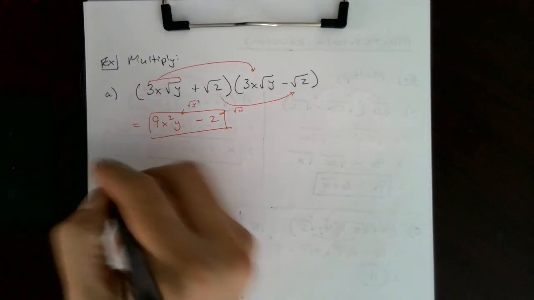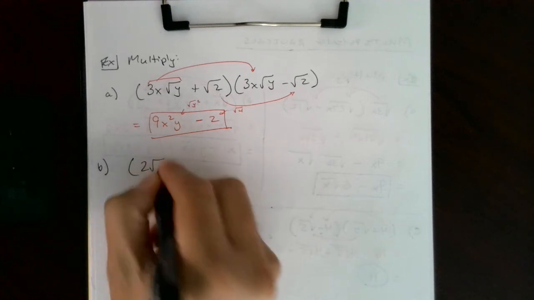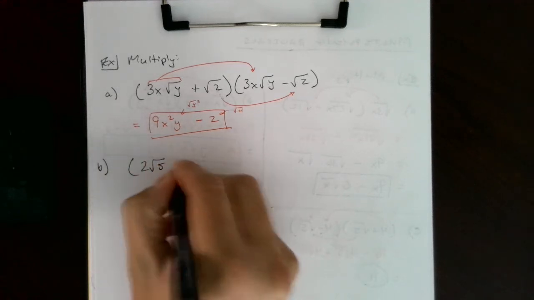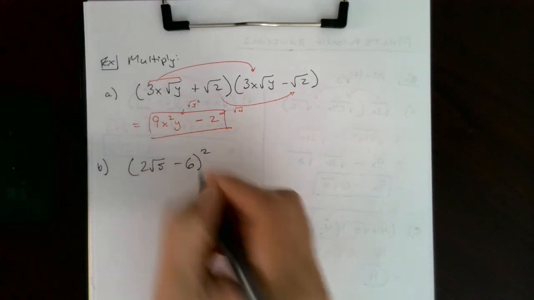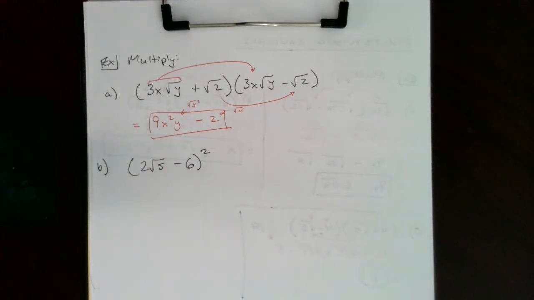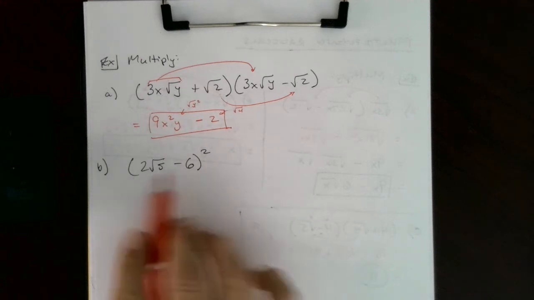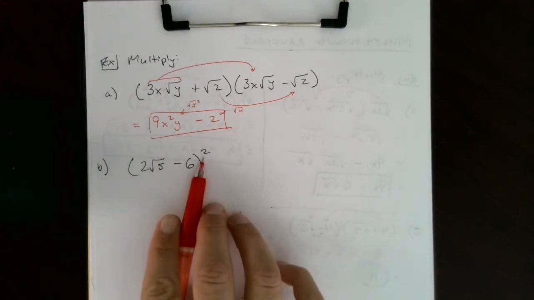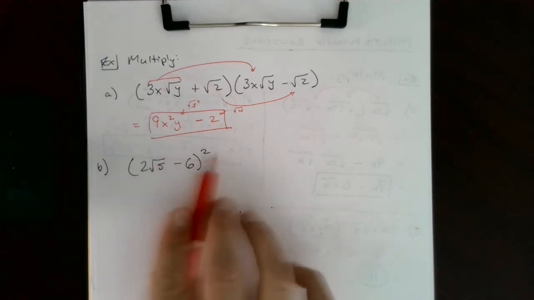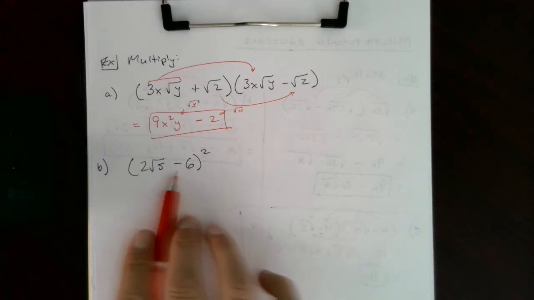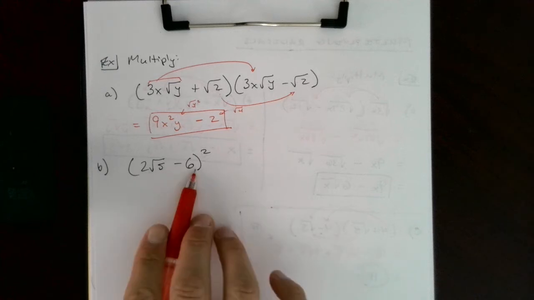Let's look at something that's slightly different. If I said I had 2 square root of 5 minus 6, and this is the quantity squared. Be careful here. When you see this in parentheses being squared, it doesn't mean that you're allowed to bring the square to each piece. Remember, you only can do that if it's multiplication or division inside the parentheses. You can't do it if it's addition or subtraction. So you can't just square this and square this.